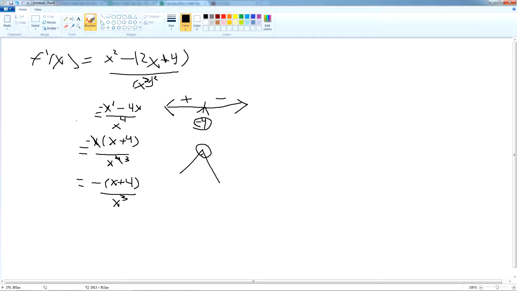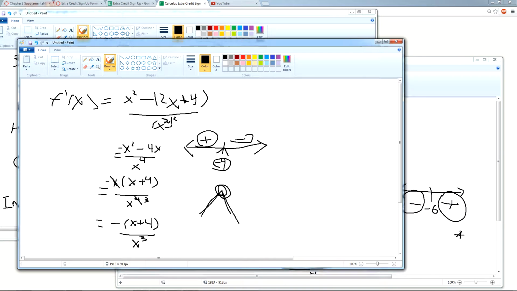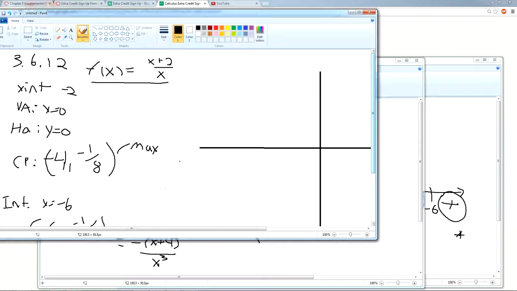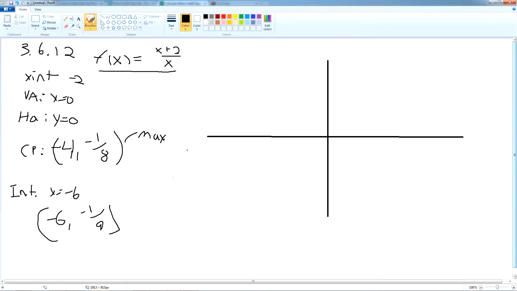So everything less than negative 4 is going to be positive, everything greater is going to be negative, which makes it a maximum. Looking at the first derivative, positive means positive slope going up, and then it changes to negative slope, which has to mean a maximum is here. So that's why. Then you can solve for your maximum point. Looking back at the original f of x, you plug in negative 4 and get negative 1 over 8. And this would be your maximum.